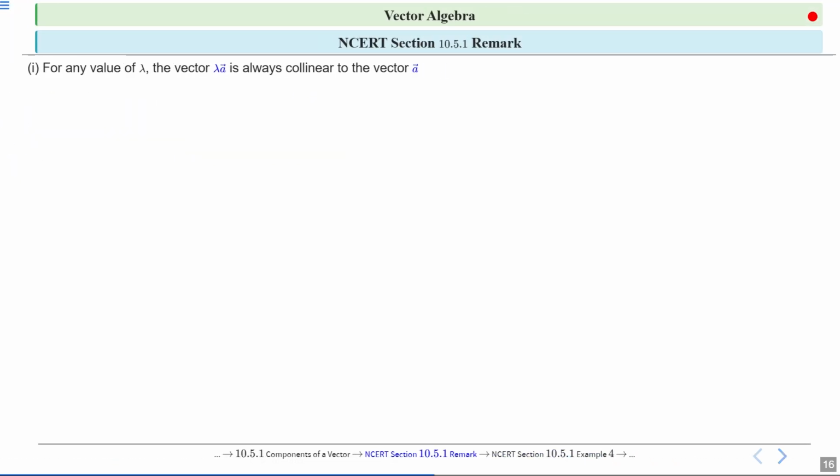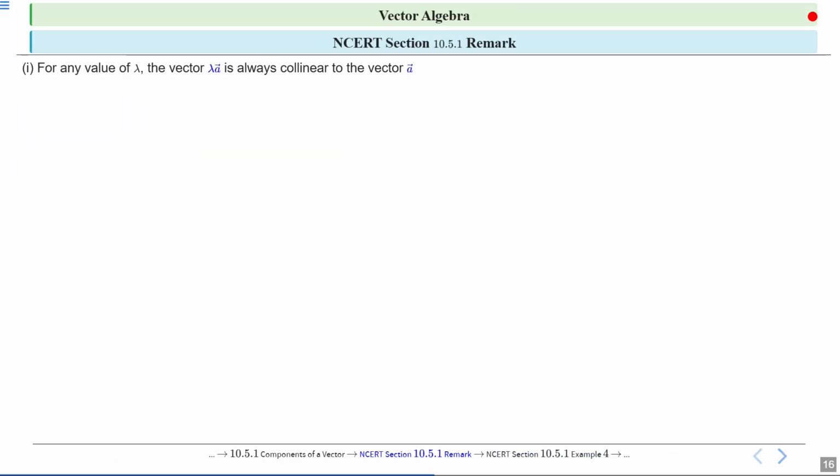Next, for any value of lambda, the vector lambda A vector is always collinear to the vector A vector, right? Two vectors A vector and B vector are collinear if and only if there exists a non-zero scalar lambda such that B vector is equal to lambda A vector. This means B is just a scaled version of A maintaining the same direction.